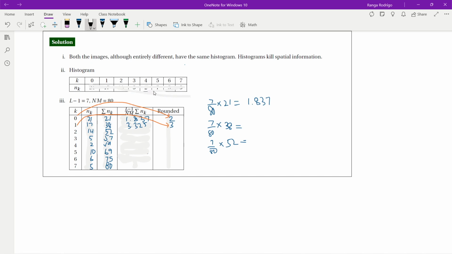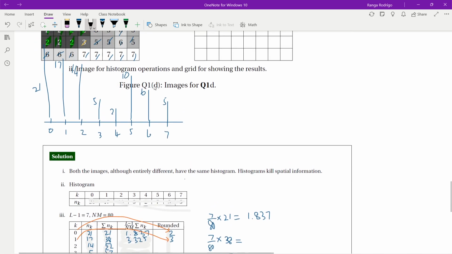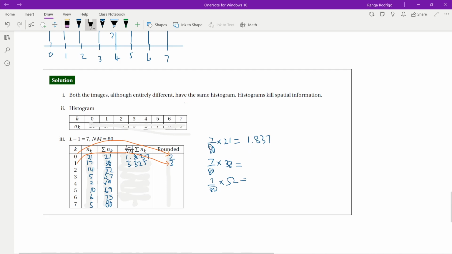This is not correct. You can see this is the one that is correct, which we have copied here. Okay, thank you.